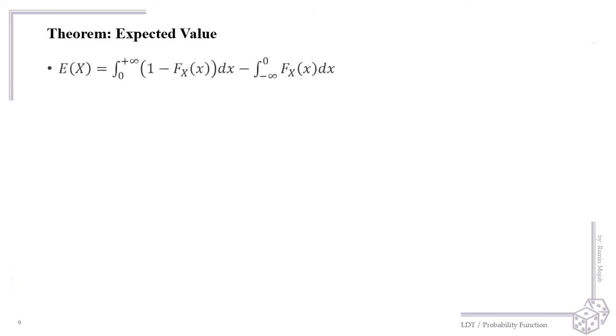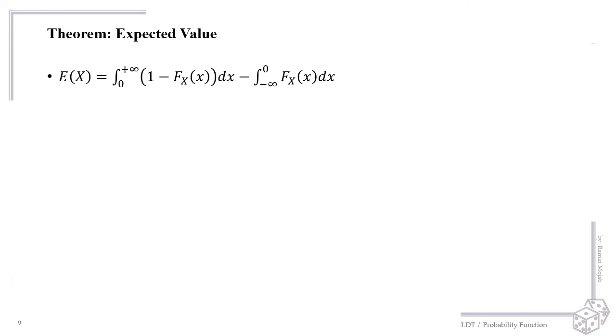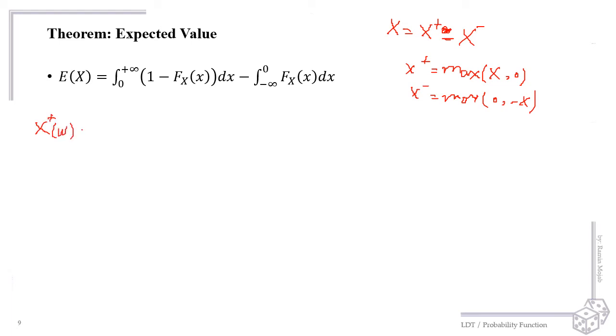I try to explain why this equality holds. First of all, we should divide X into two parts, X positive minus X negative, in which X positive is the maximum value of X and 0, and X negative is the maximum value of 0 and minus X. Now we have X plus as a function of omega equals the integral from 0 to X plus dx, and we can use an indicator function and say that this is from 0 to infinity 1 in which x is less than X plus of omega.